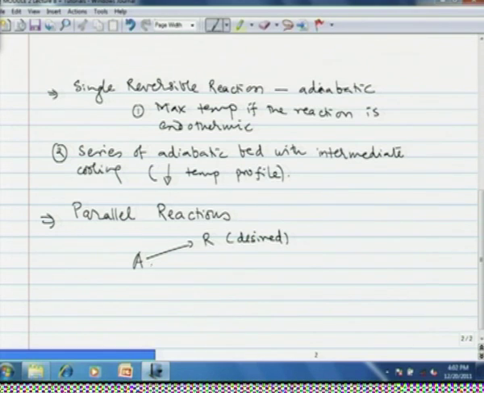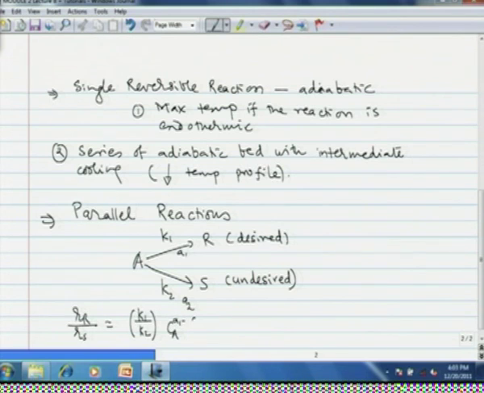and A goes to S, which is undesired product. The rate constant for A to R is K1 and rate constant for A to S is K2. The order of reaction is A1 and A2 maybe. Now, if you take the ratio of the two reactions, A goes to R and A goes to S, RR and RS, then we get K1 by K2 into Ca raised to A1 minus A2.